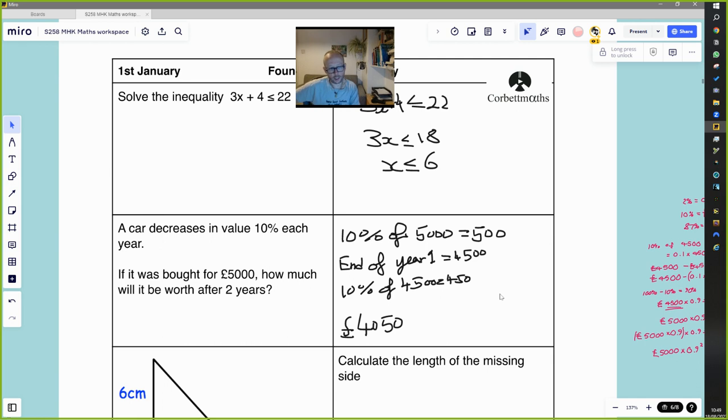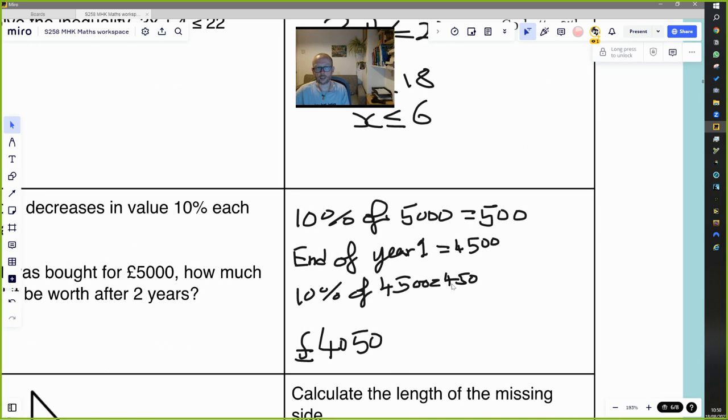They're trying to trap you there because the 10% in the second year will not be of 5,000. It will be of the amount that it is at the beginning of the second year, which is 4,500. So it dropped from 5,000 to 4,500 in year one. At the start of year two, it's 4,500, and it's going to drop another 10%, but it's 10% of 4,500. Now, 10% of 4,500 is 450, so we're going to be taking away 450 from 4,500 to get 4,050.